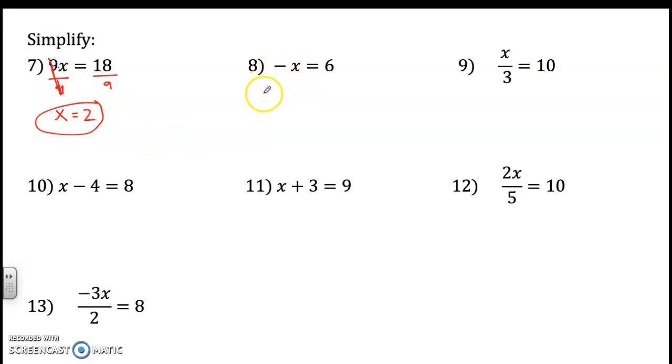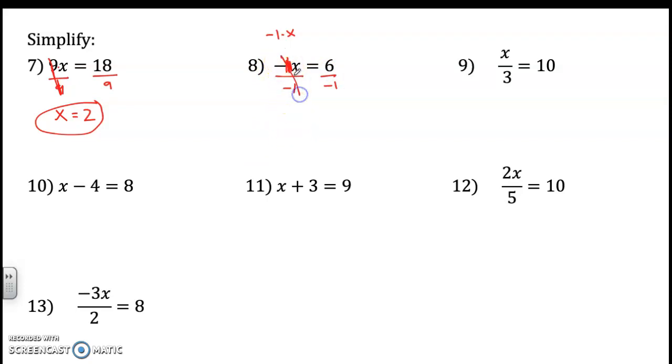Number 8. Again, I don't see any number in front of the x, so you need to put a 1 right there. So this is a negative 1x. Okay, negative 1x. I need to cancel negative 1x. There's no signs in between the negative 1 and the x. That means that's multiplying. How can I cancel something that is multiplying? You divide on both sides. The same thing. Negative divided by negative becomes positive.